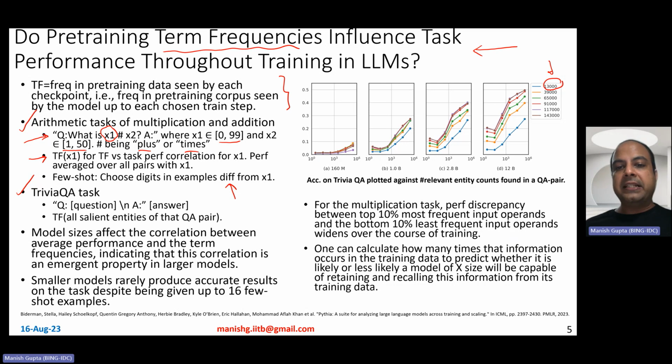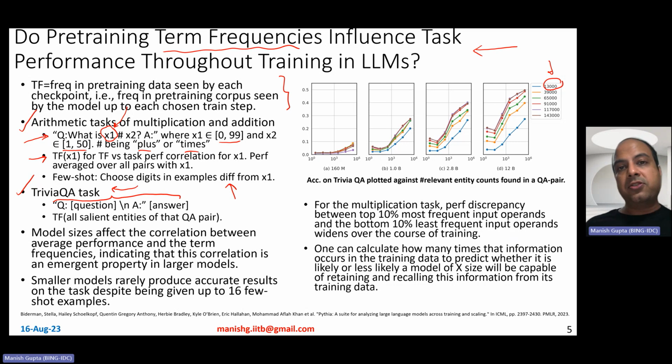The other experiment they did was with the TriviaQA dataset. It's a question answering dataset, so the prompt will be of this kind: Q colon, the actual question, then a new line, and then A colon and the answer. The accuracy is exact match accuracy. If the model predicts the answer correctly, it's a win. Here the accuracy is computed per example. Unlike in the arithmetic task, where it was averaged across all examples that contain X1, here you compute the accuracy for every QA pair.